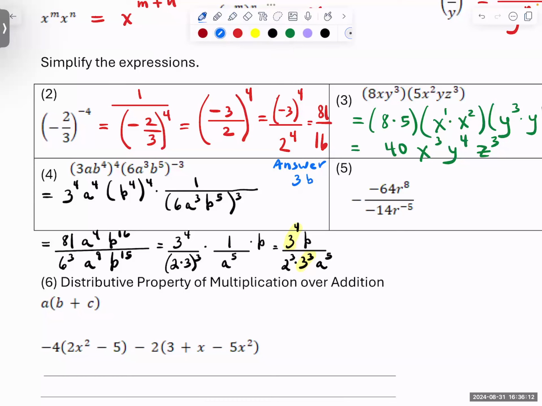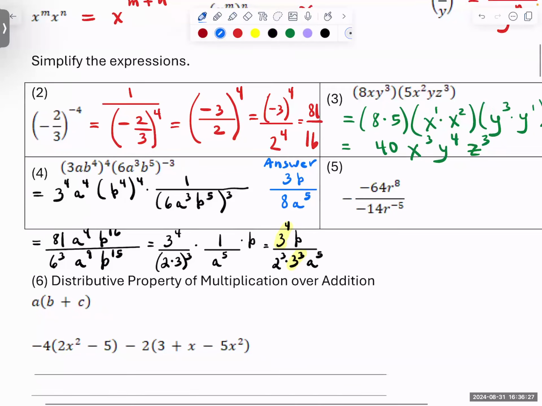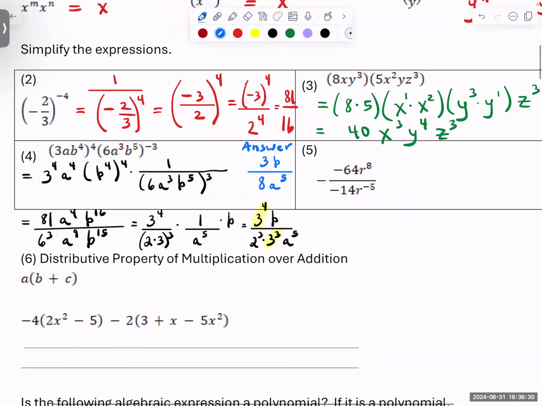B divided by, in the denominator, we have 2 cubed, which is 8, a to the 5th. Final answer. In number 5, we have a negative numerator, negative denominator, and negative divided by negative is positive. And then we have the negative sign on the far left.